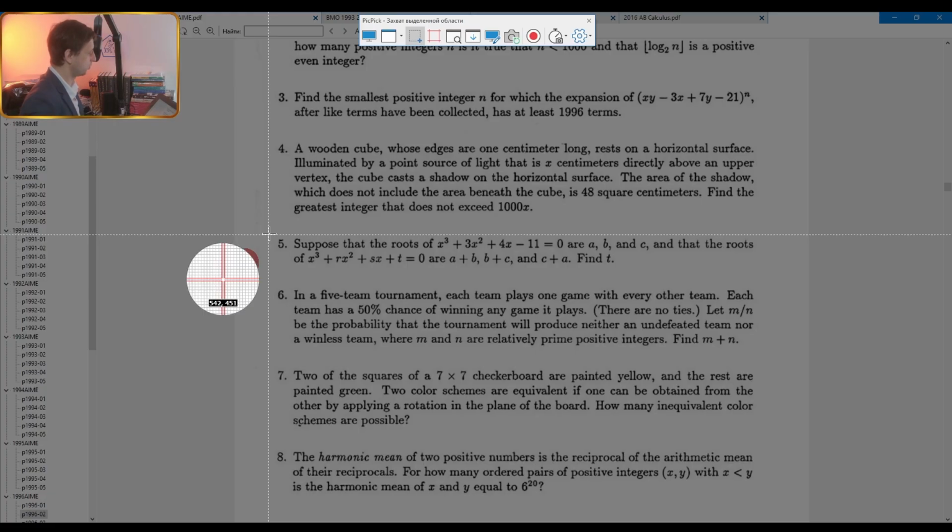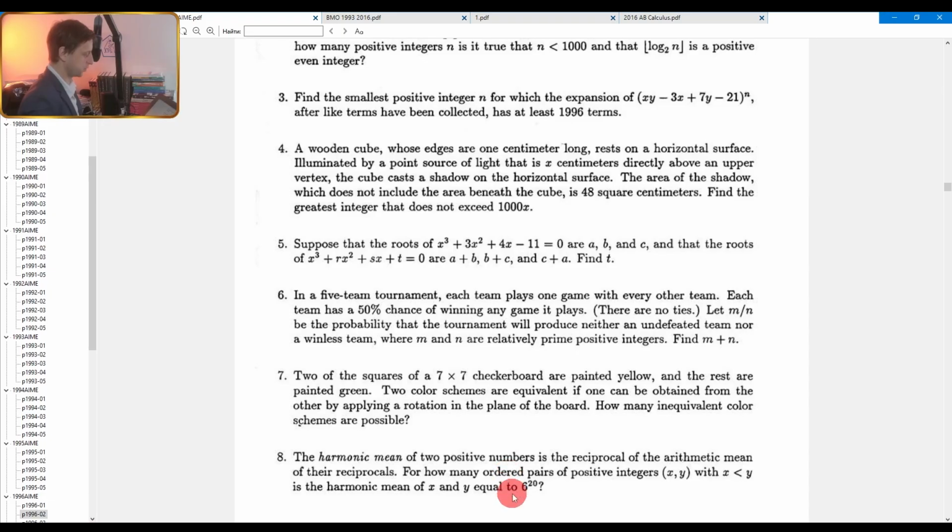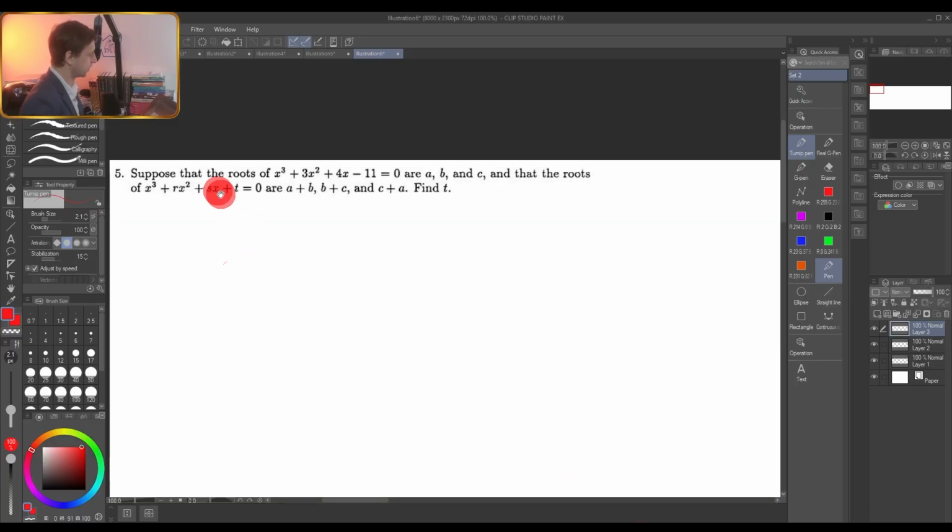Okay, we have our last problem, problem number 5 for today, and we solve it and we are good to go. So suppose that the roots of this equation are a, b, and c. As you can see, it's a normal equation that we used to solve. This is an equation with coefficients r, s, t, which are variables, not defined. But we know that this equation has roots that look like a plus b, b plus c, and c plus a. You need to find parameter t. So t is a free coefficient here.